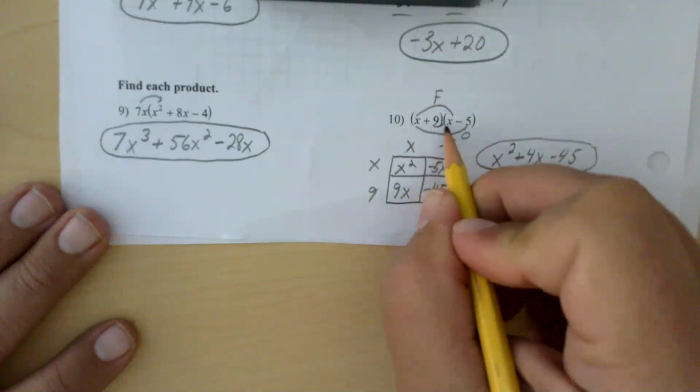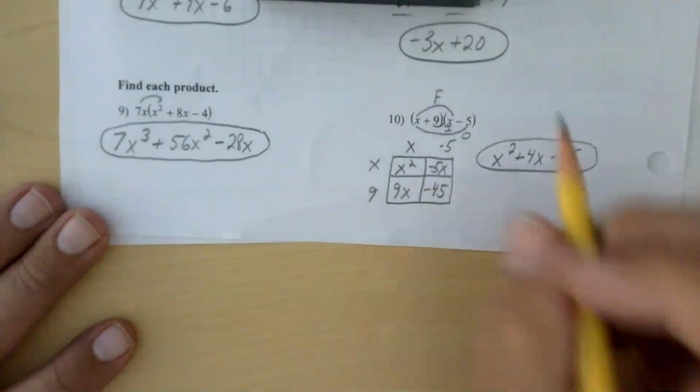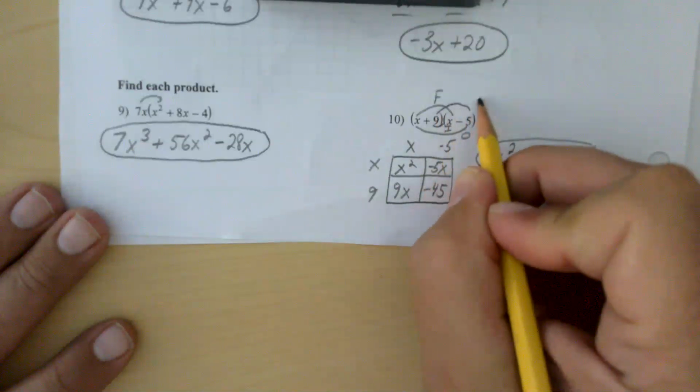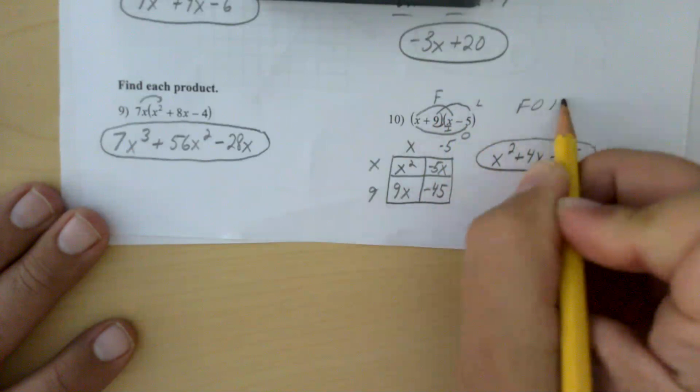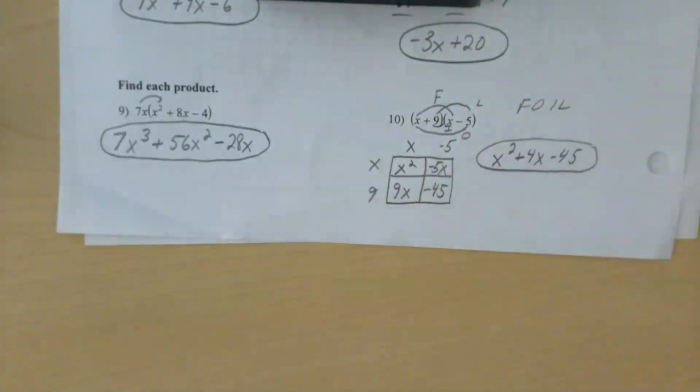Then we go with the I of the word FOIL, which is the inside. That's where you get your 9x. And then finally, the L of the FOIL is taking 9 times -5. And then you simplify, you're going to get the same answer.